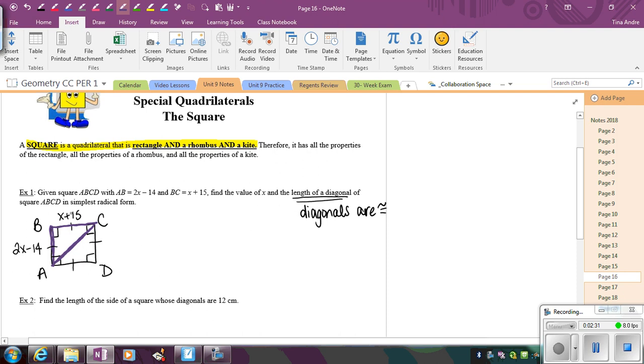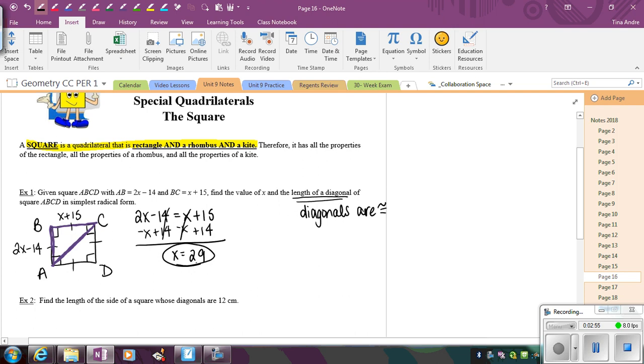So let's go ahead and find x. So to find x, since all four sides are equal, these two expressions have to be set equal. So 2x minus 14 equals x plus 15. So we're going to subtract x from both sides, add the 14 to both sides. So we end up with x equals 29. So there's our value of x.